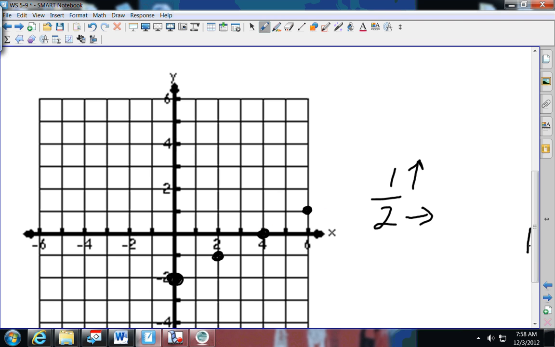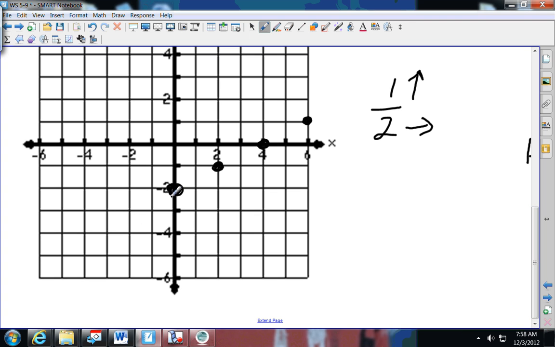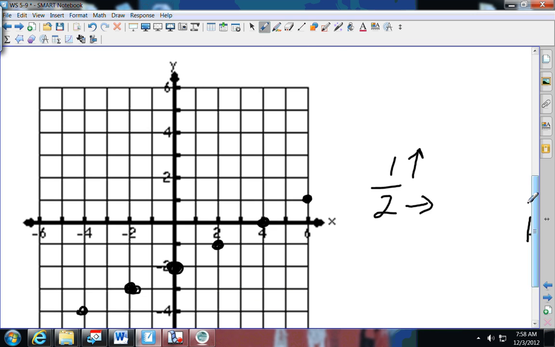If I went backwards, down 1 to the left 2, down 1 to the left 2. It is a solid line. Yep, solid line because it is equal to. So here's my solid line.